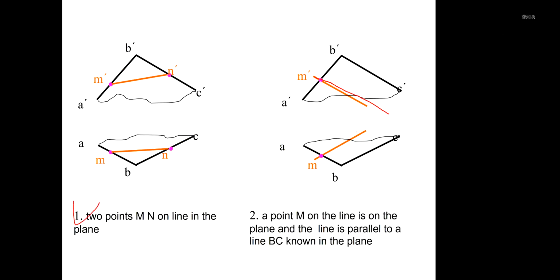So you can use these two kinds of methods to find a line belonging to the plane. First you find a point on the line, then you find another point on another line, so you link them together. So this line must be on the plane.